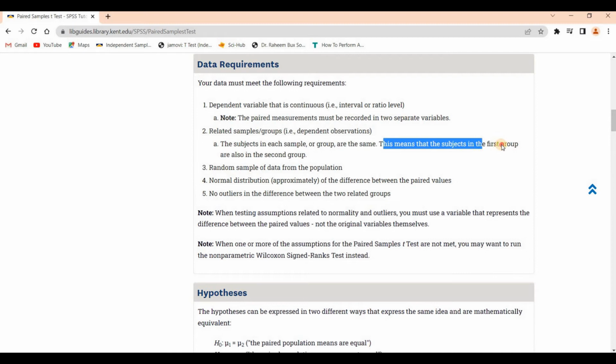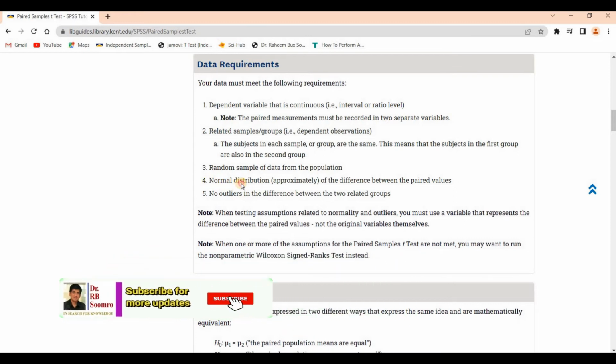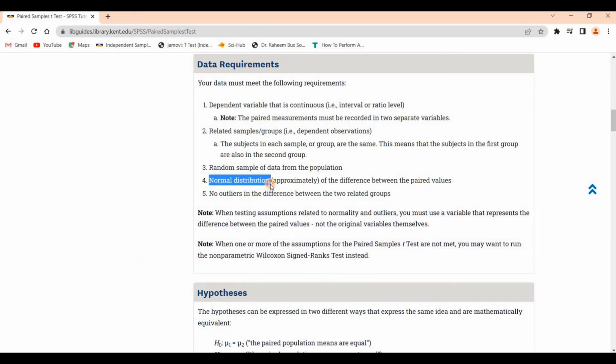So always the subjects or the respondents are the same. This means the subjects in the first group and also in the second group. So the subjects should be the same, and then the data should be collected randomly from the population. Here the population is the people to whom you are administering a drug, or the students of any class in a university to whom you are providing a motivation lecture. And the data should be normally distributed.